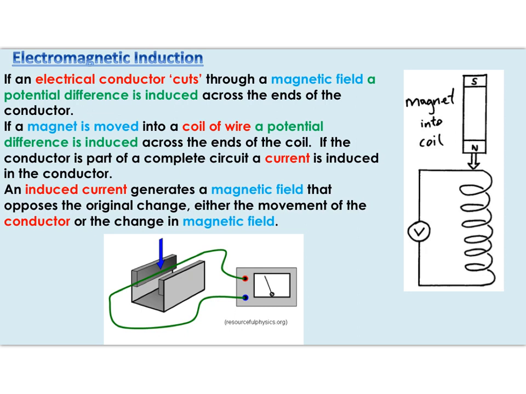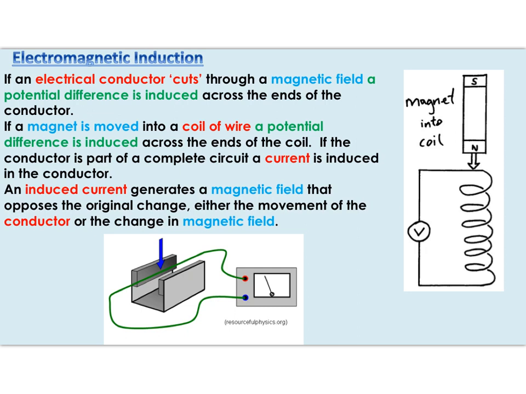So if an electrical conductor cuts through a magnetic field, which means it passes through a magnetic field at right angles to the magnetic field, a potential difference is induced across the ends of the conductor. If a magnet is moved into a coil of wire, a potential difference is induced across the ends of the coil. Now, if the conductor is part of a complete circuit, a current is induced in the conductor. If you look at this diagram at the bottom, we can see if we move this wire in and out of this magnetic field, we'll get a current being induced, or a potential difference being read by this meter.